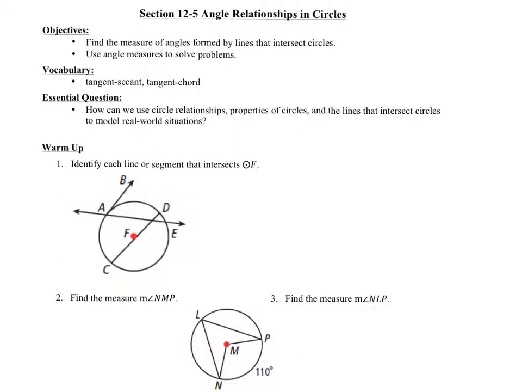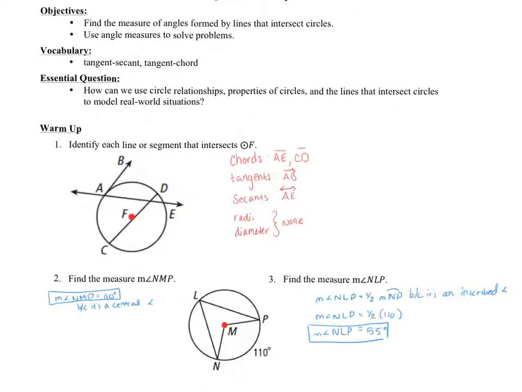This is 12-5, angle relationships in circles. Try the 3 warm-up problems and hit play when you're ready to see the answers. Here are the answers to the warm-up.